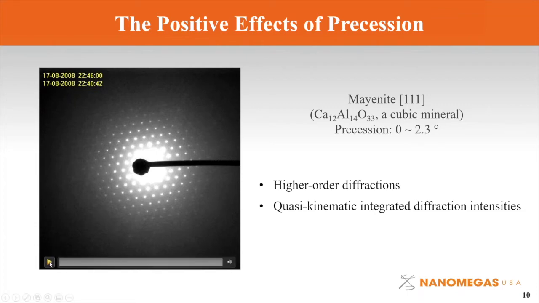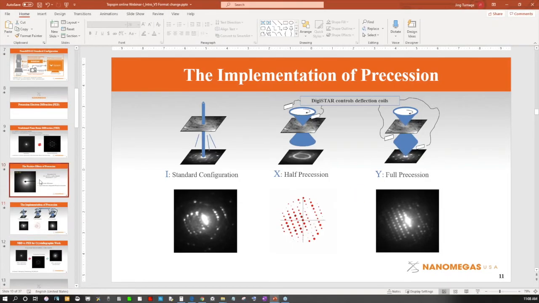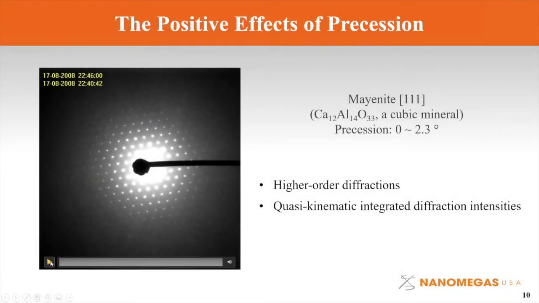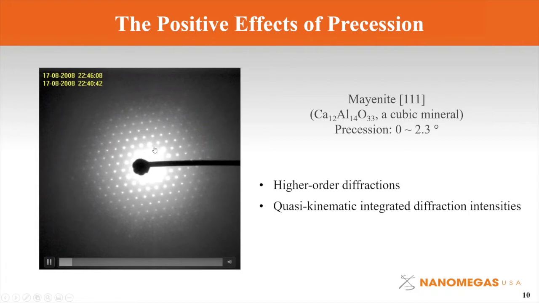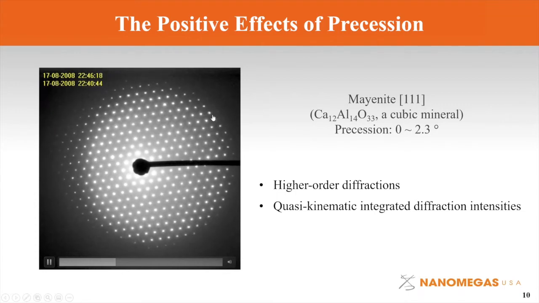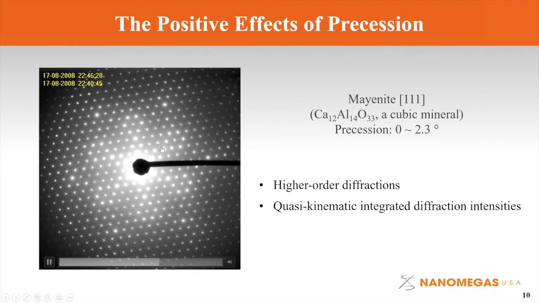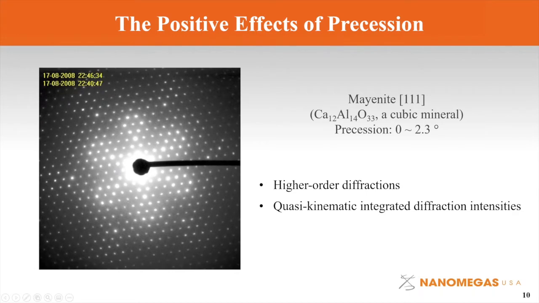We start with the nanobeam condition of the main structure oriented at the 111 zone axis, and then beam precession is introduced. As the precession angle increases, you can see higher and higher order Bragg diffraction signals are excited. Furthermore, the intensities start to deviate from the dynamic behavior and start to exhibit some kinematic-like behavior. Patterns like this are a lot more suitable for structural determination.